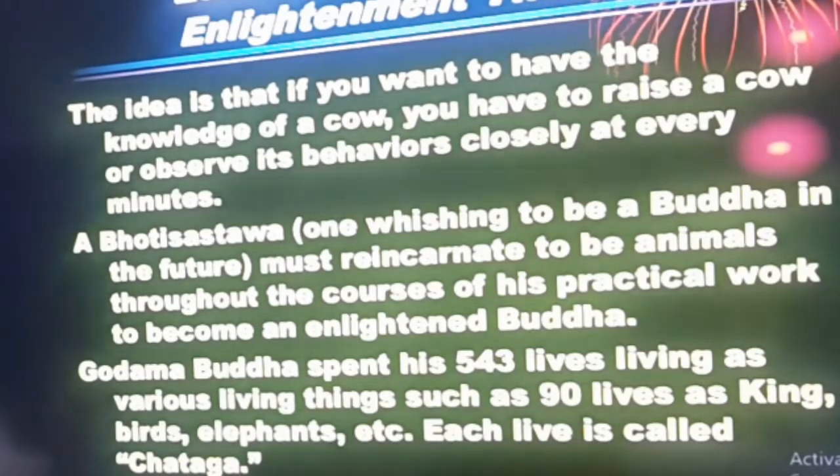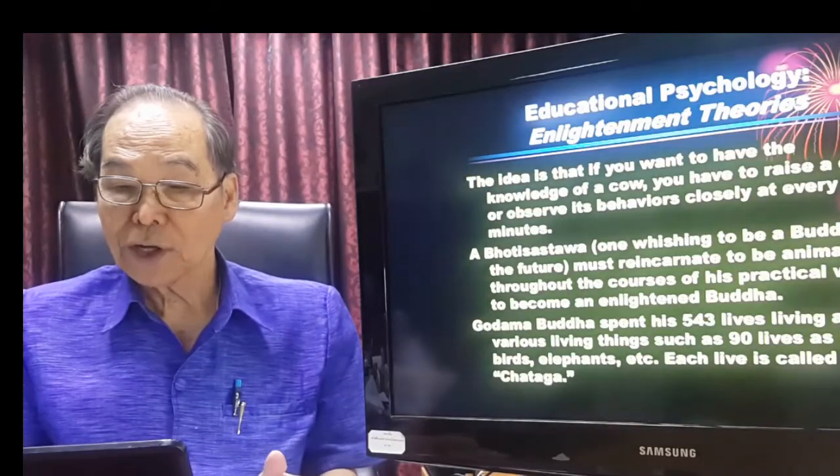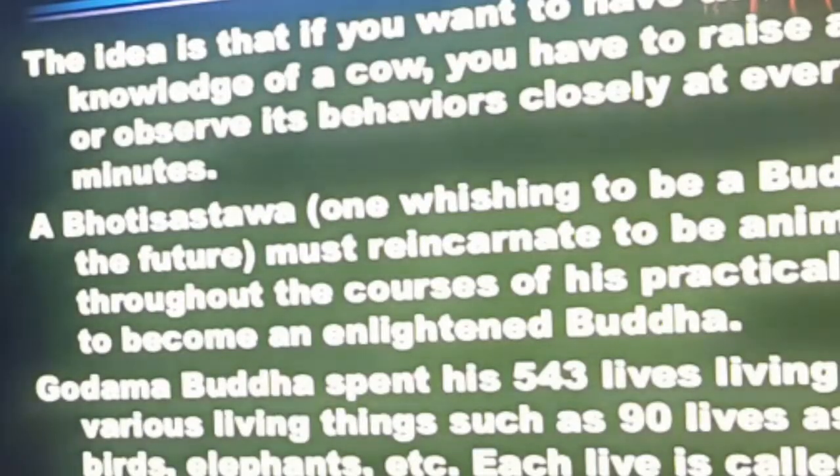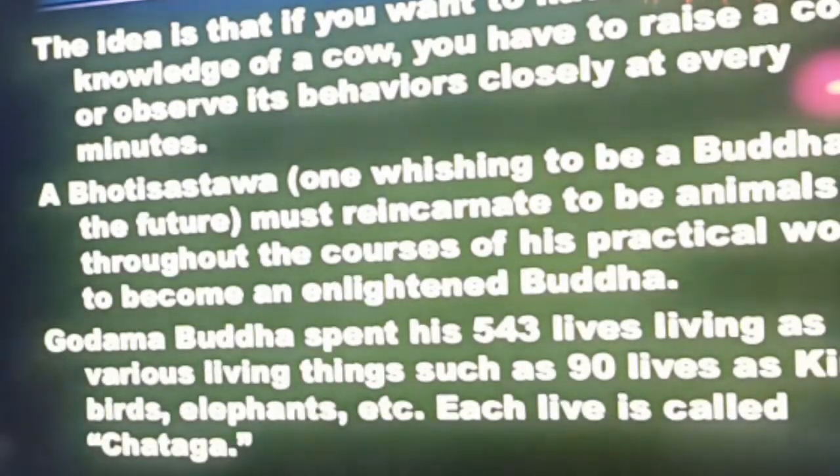The idea is that if you want to have knowledge of a cow, you have to raise a cow or observe its behavior closely at every minute. Okay. Bodhisattva, in Thai, is the one wishing to be a Buddha in the future, who must reincarnate to be animals throughout the courses of his practical work to become an enlightened Buddha.